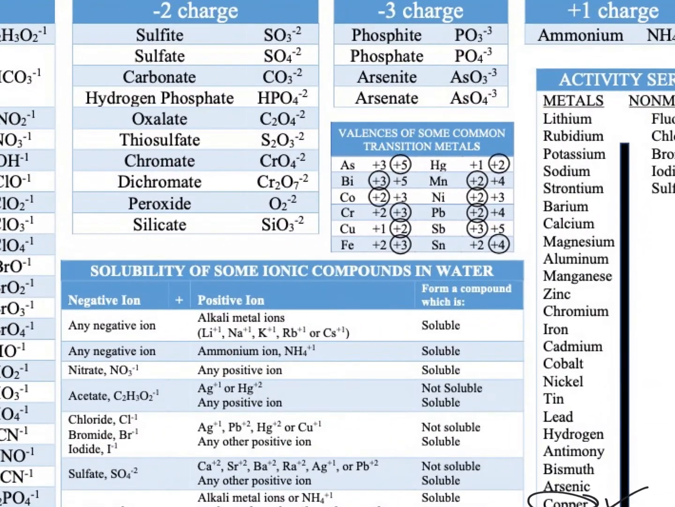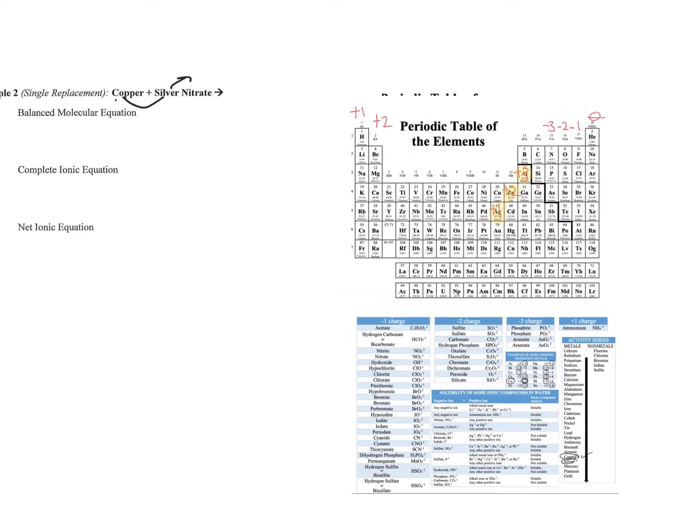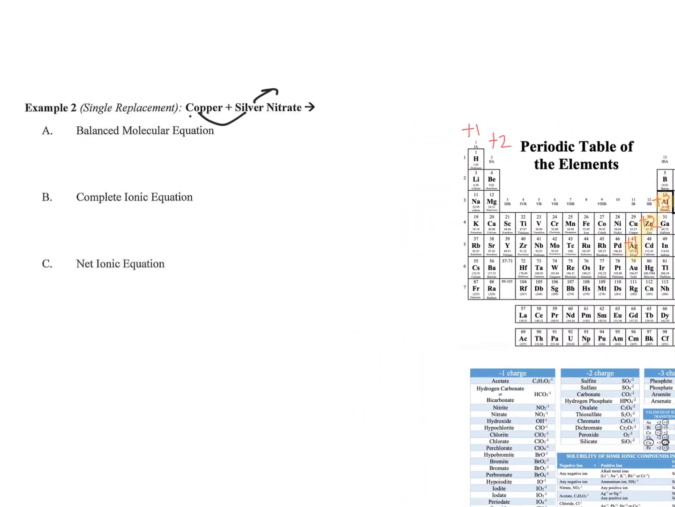And so that means copper is going into a compound. Because copper is multivalent, I'm also going to have to predict its charge. According to our periodic table, we can predict a +2 charge. So copper is going to kick out silver and form copper 2 nitrate.